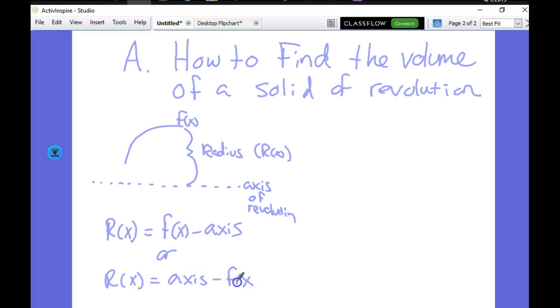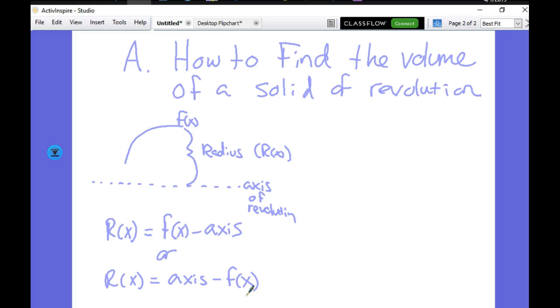How would you know when it's one way? Positive. So if the graph is above, whichever one's on top, right? Whichever one's on top. So if the axis is underneath, it's the function minus the axis. If the axis is on top, then it's axis minus the function.